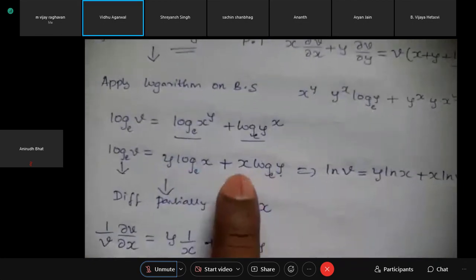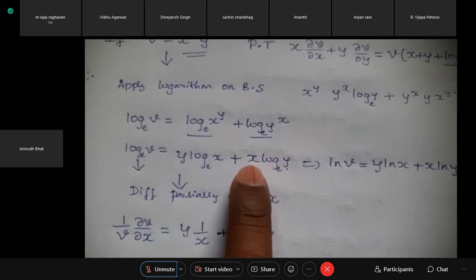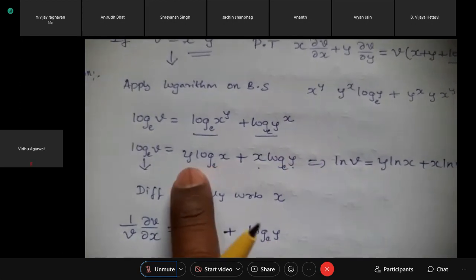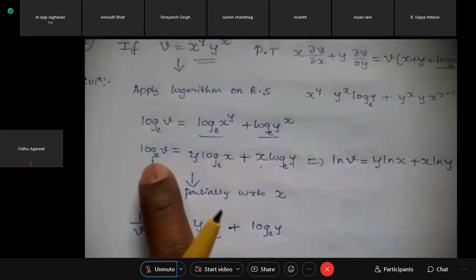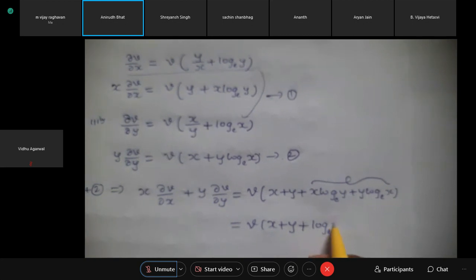We have considered it as V, okay, we can write log V. x log y plus y log x, we have considered it as log v. That's all they have asked us to prove.